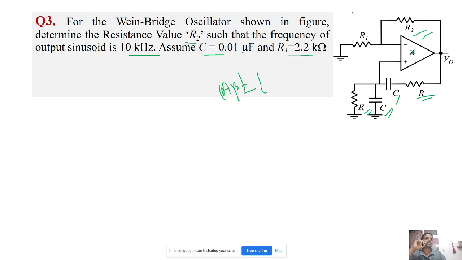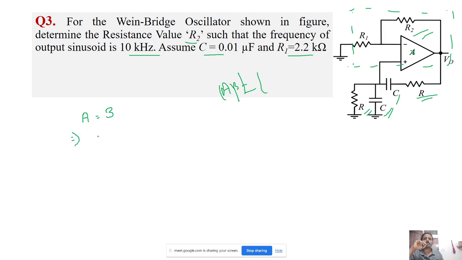What is the gain of this circuit, this forward path? We know that for a Wien bridge oscillator to have a sustained oscillation, the gain A must be equal to 3. You have gone through the lecture, and there you have seen the derivation or design of this Wien bridge oscillator. The forward gain of the Wien bridge oscillator must be equal to 3. So we know what the gain is here.